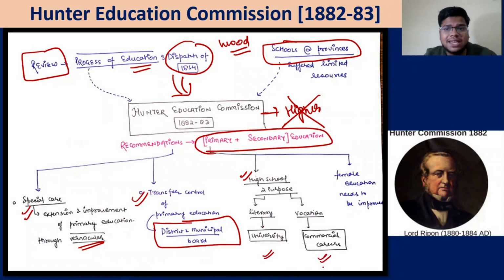And the problem of skilling in India, right? We don't put a lot of focus on vocational training. And the Britishers put in some scheme of vocational training at least there. Then female education needs to be improved. So these are the ideas given by the Hunter Commission.